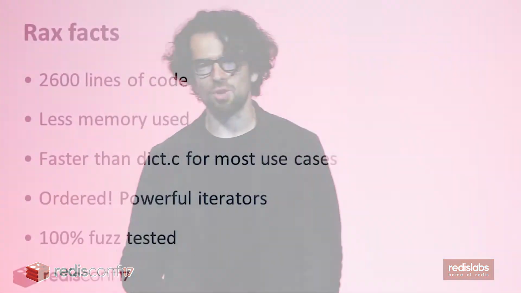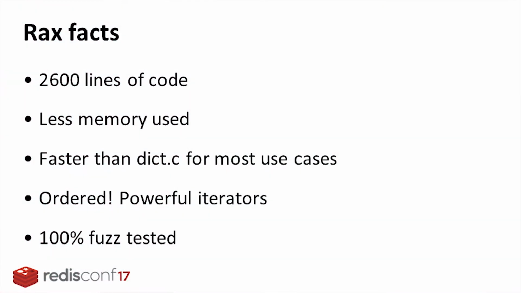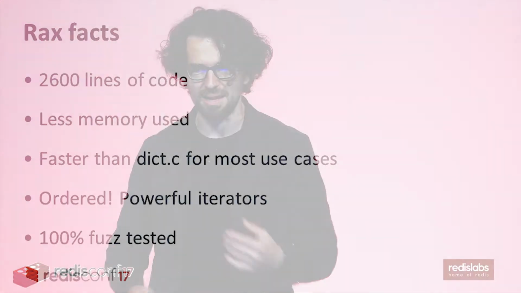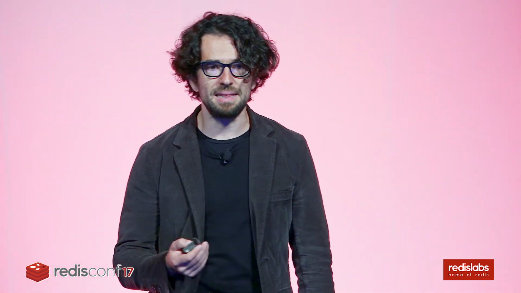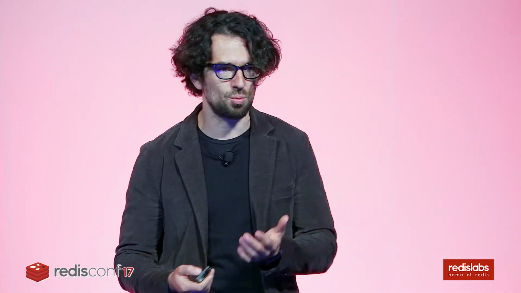The implementation is a bit complex because radix trees are quite a complex data structure. When you remove a node, you have to recompress stuff and so forth. It's more than twice the size of dict, the hash table implementation of Redis. But it uses less memory, it's way faster, and because it's a sorted set of keys, you can iterate the keys in a much better way compared to what you can do with a hash table.